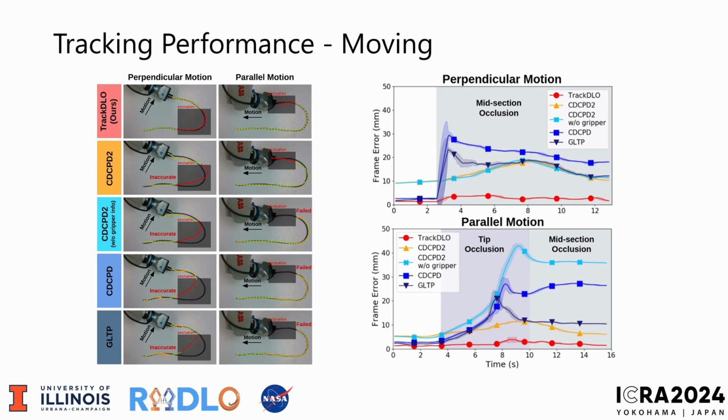In the parallel motion scenario, only two methods can track an occluded tip of the DLO as it moves through occlusion. In the other three methods, the tracking shape is compressed to align with only the visible portion of the object. The high accuracy of the TrackDLO algorithm in these two scenarios is evident in its low frame error, shown on the right.